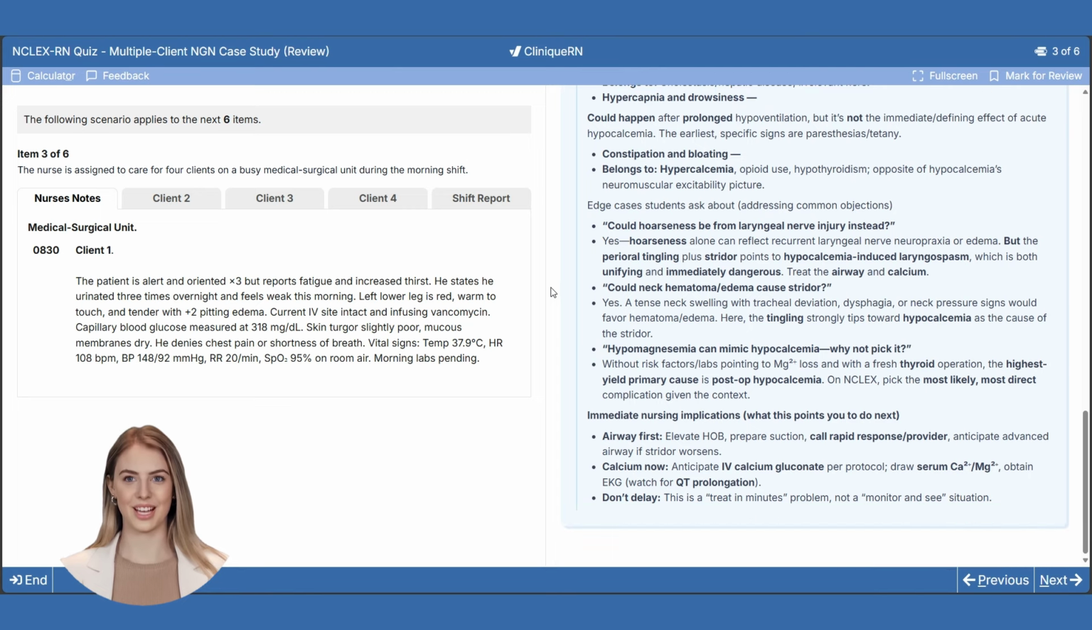Immediate nursing implications: what these points lead you to do next. Airway first. Elevate the head of bed, prepare suction, and call rapid response or the provider. Anticipate an advanced airway if stridor worsens. Calcium now? Anticipate IV calcium gluconate per protocol. Draw serum calcium ion and magnesium ion. Obtain an EKG and watch for QT prolongation. Don't delay. This is a treat-in-minutes problem, not a monitor-and-see situation.